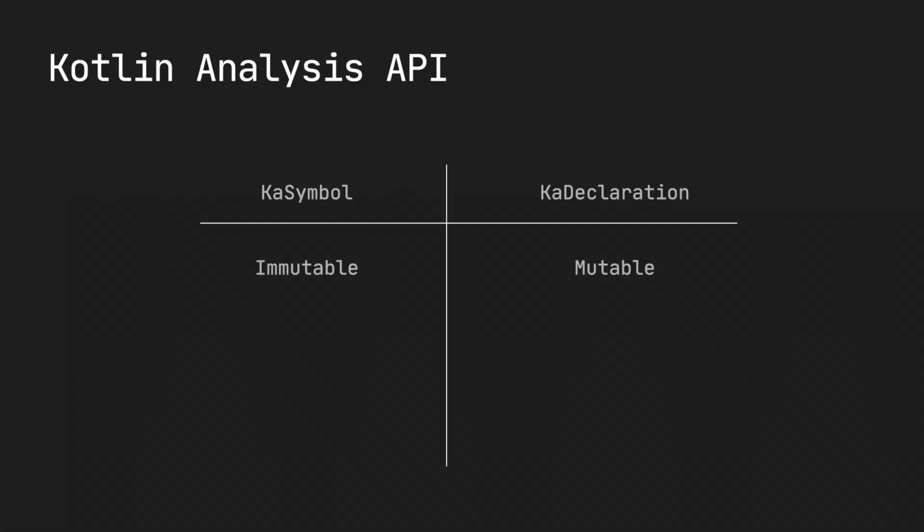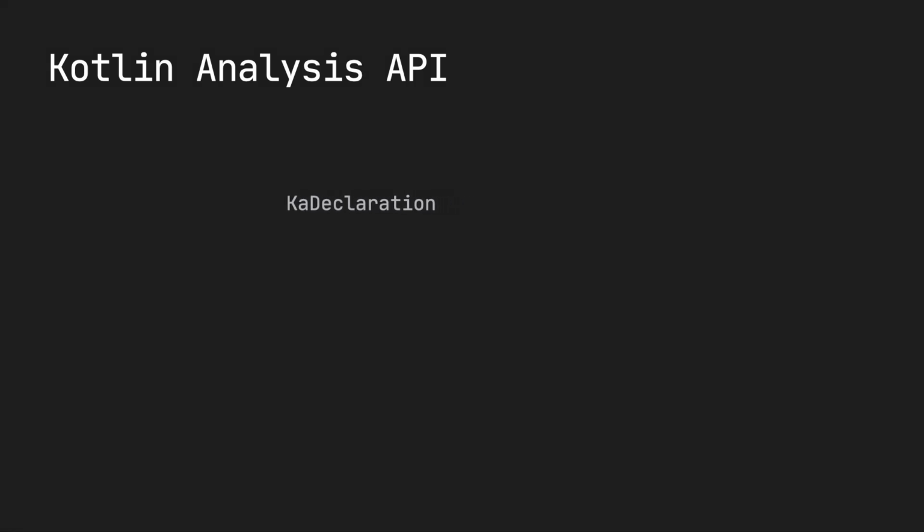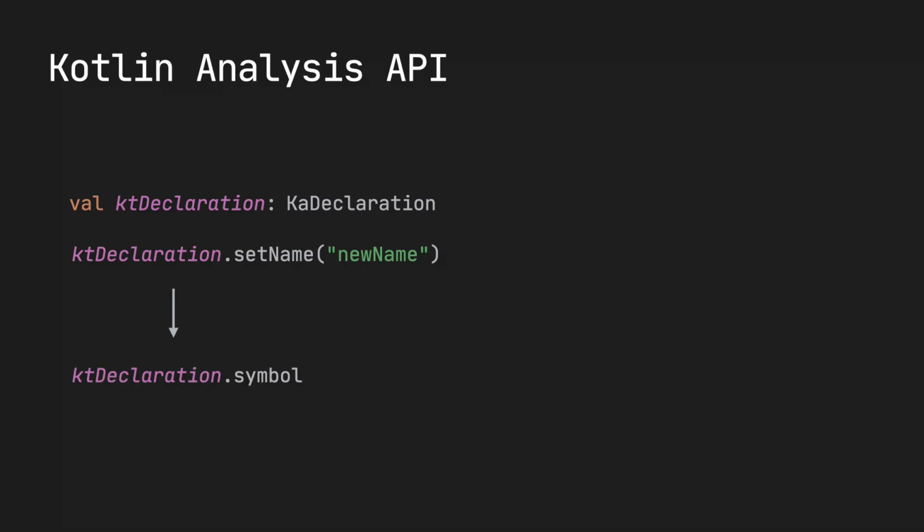What that means is that whenever I do a mutation, a new KA symbol gets created every time. So a Kotlin analysis symbol is immutable. Let's look at that much more closely. Suppose I have a KT declaration and I want to change the name. Underneath the hood, what happens is that it's going to generate a new symbol for me. So those are the two differences between those things. A new symbol gets generated.